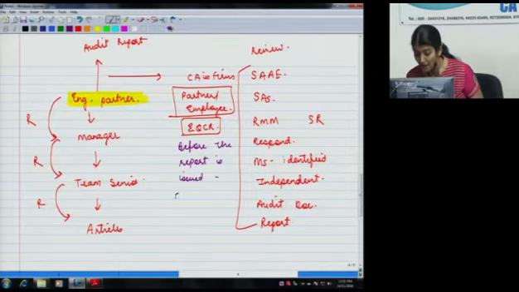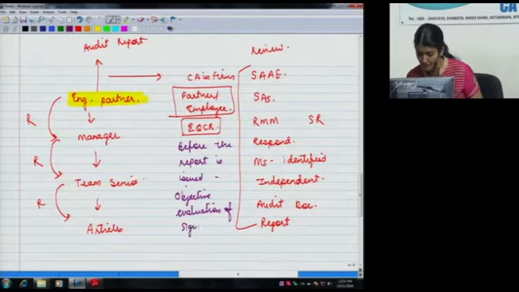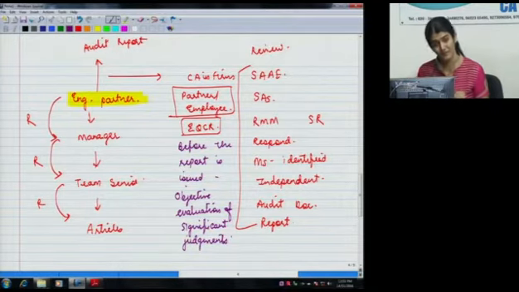An objective evaluation of the significant judgments made.